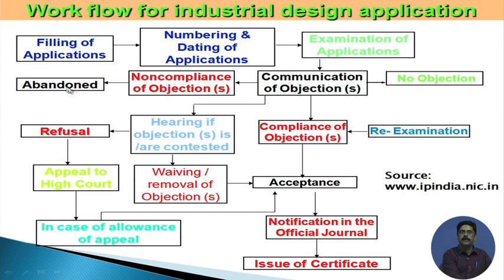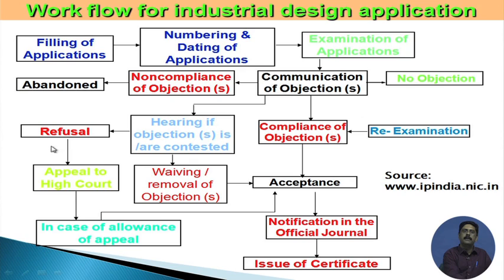So the procedural aspect is very simple. Filing of applications, they provide a number and date of application, examination of applications, communication of objection. To whom? On the address for service. If there is no objection, it will be automatically accepted. On compliance with objections, they will re-examine, and then they may accept it. If you are not agreeing with the objection as raised by the office, then you can ask for a hearing. Then in that hearing the objection may be waived.